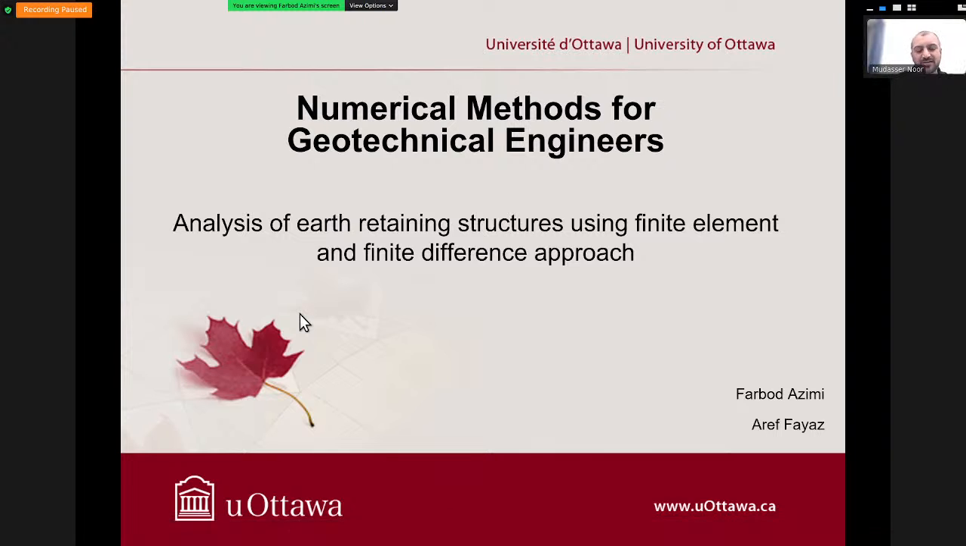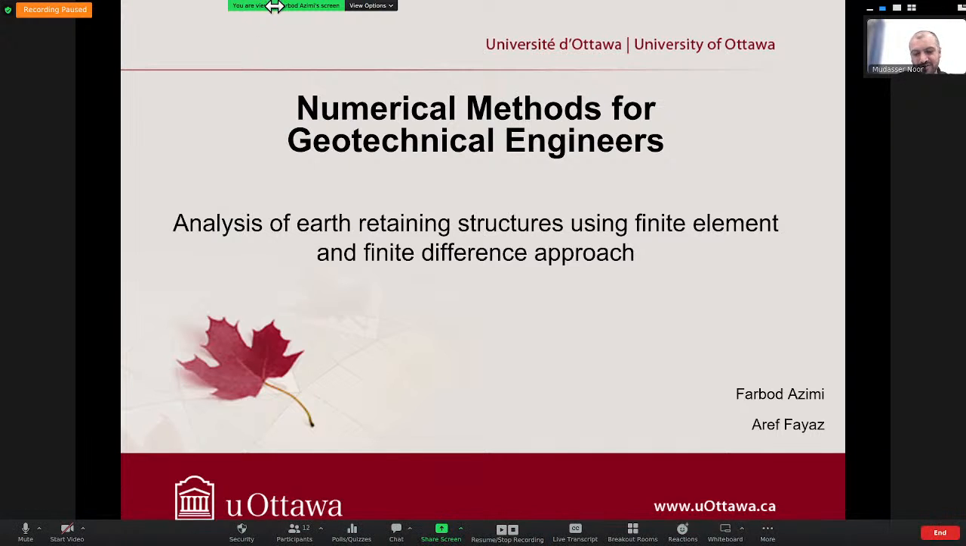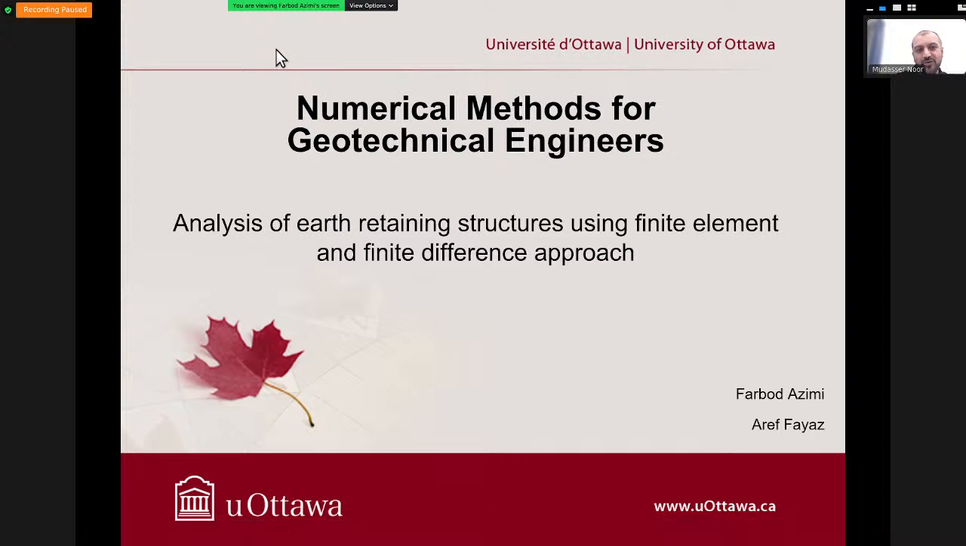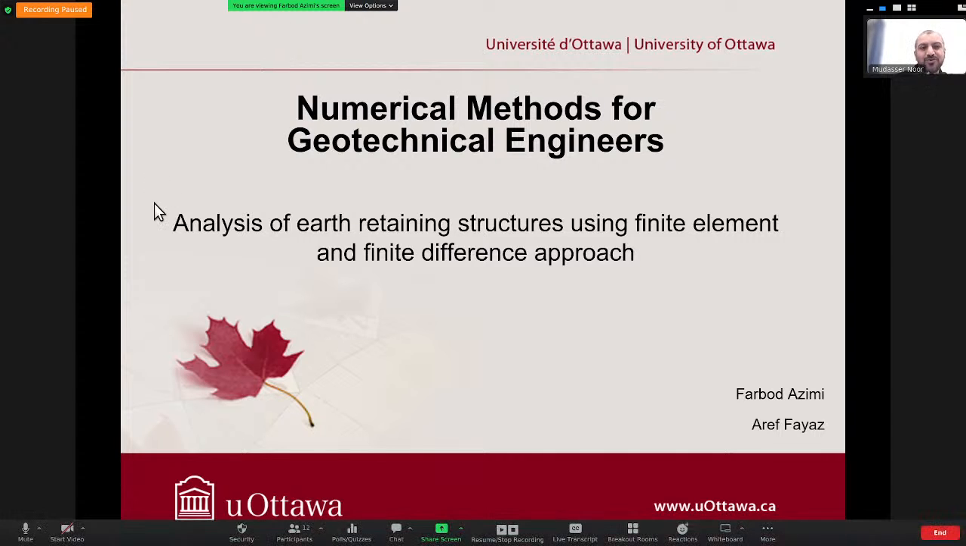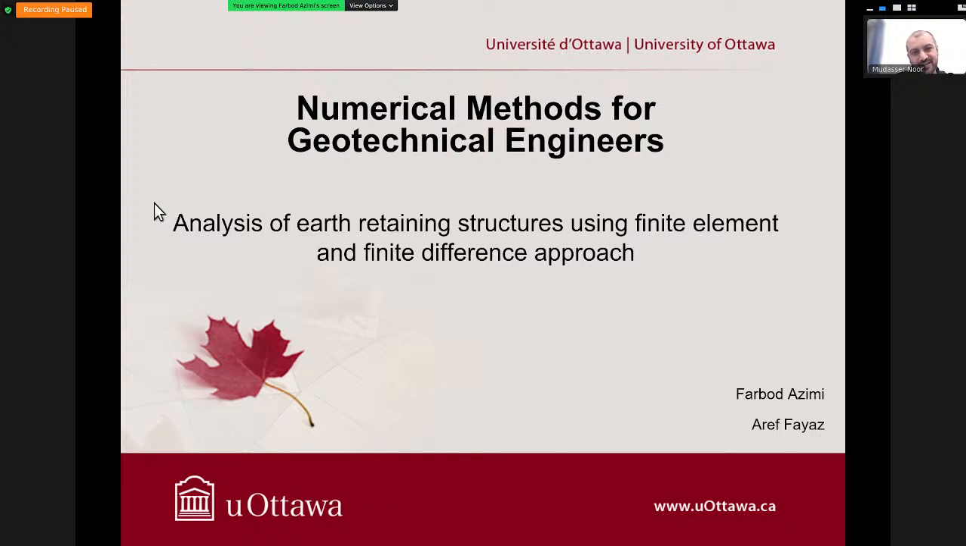Just for your information, at the end of the slides, we actually did run another few cases to show you how the limit equilibrium fares versus a finite element. We ran a couple of cases ourselves to show how complex it can get. Because we had limited time, I put it at the end of the slides.